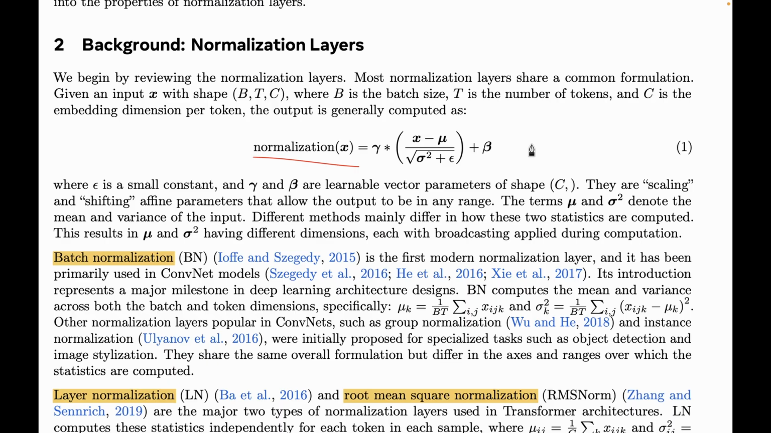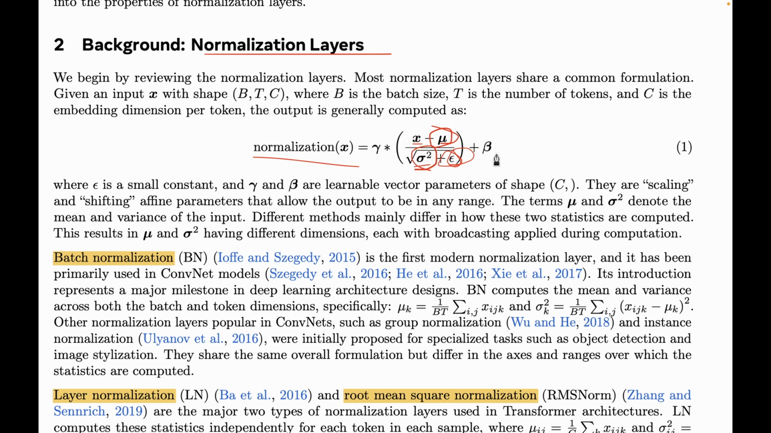Before we jump into understanding what this dynamic tanh is, let's start with some background and understand what the normalization layers are. If you take typical normalization, we have the mean that is subtracted from the input, and we have the epsilon, which is a small constant in order to avoid divide by zero. In case the variance is very small, then this is going to be divided by zero, and this entire term is going to blow up to infinity. So in order to avoid that, we add a small epsilon, which is a small constant. Obviously, we have the standard deviation that is going to divide the input.